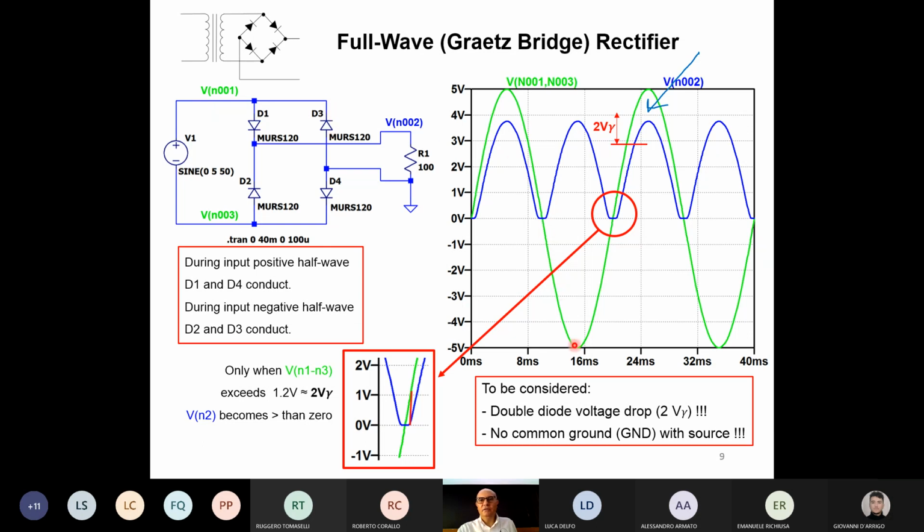During the negative waves, we have a positive voltage on the bottom and a negative voltage on top of the generator. So the positive voltage will induce a current flowing through D2, goes here, crosses the resistor R1 and then closes to diode D3 and on.